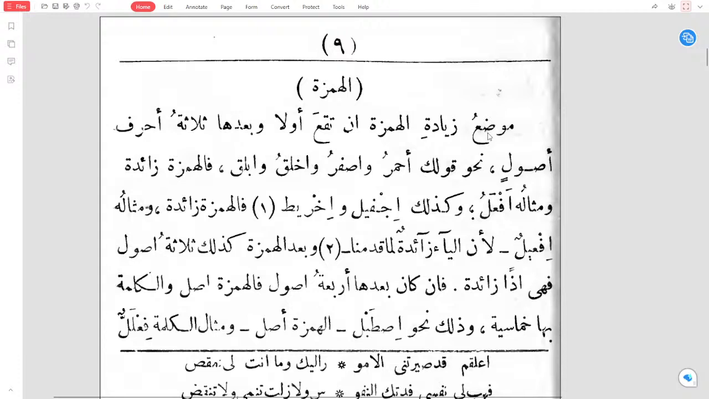So we are going through the letters of excess, huruf al-ziyada, the letters which are not part of the root letters of the word. We have reached the letter Hamza.